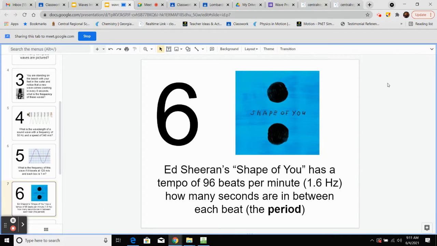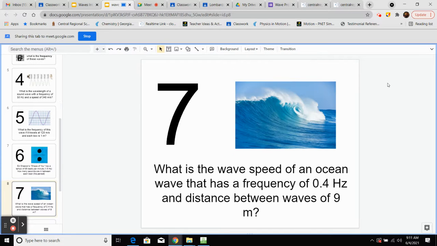Next question. We only got 3 more. So number 7, what is the wave speed? That's a nice wave. That's a beautiful wave, you're right. What is the wave speed of an ocean wave that has a frequency of 0.4 hertz and the distance between waves is 9 meters?